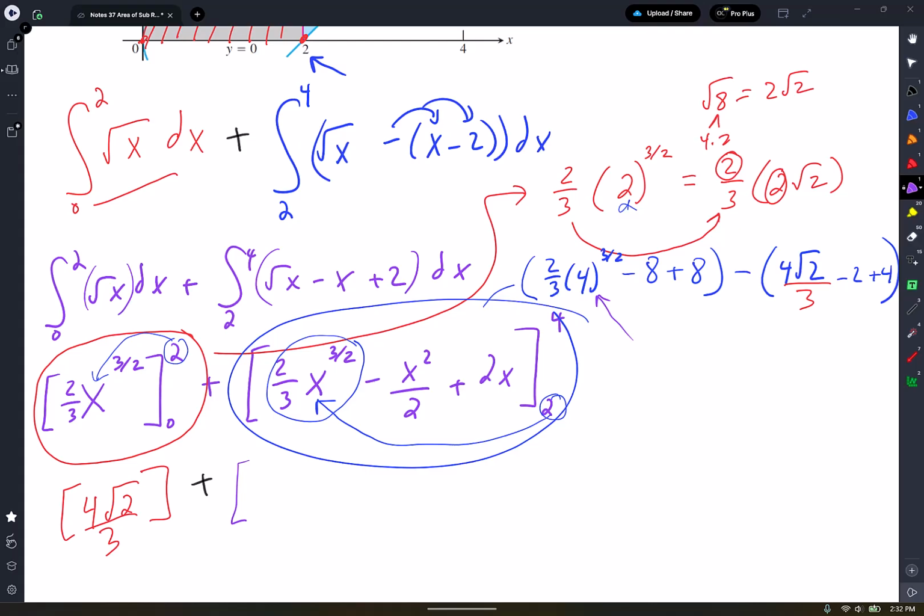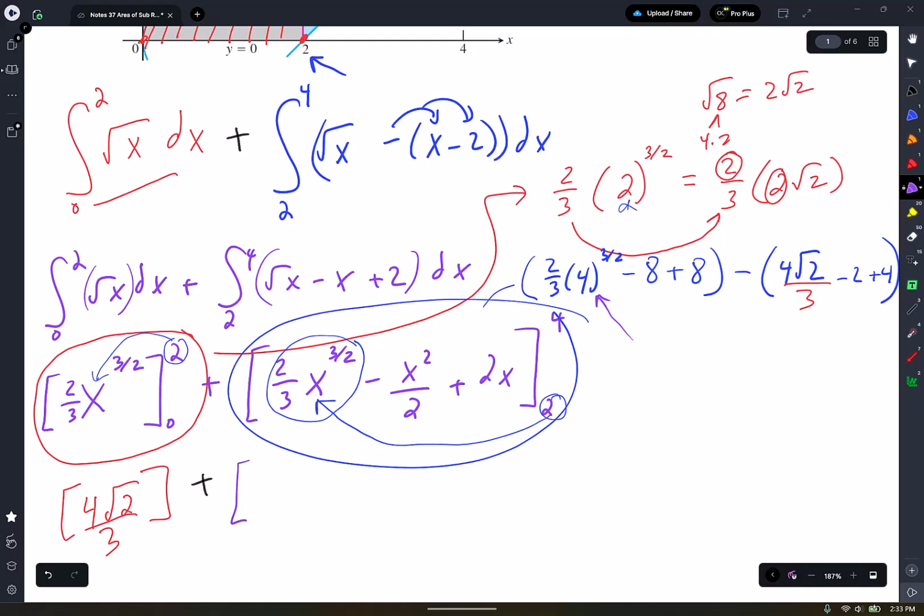Look, 4 to the third power. 4 times 4, 16. 16 times 4, 64. What's the square root of 64? 8. So we would have gotten there anyways. What is 8 times 2? So this is 16 over 3.